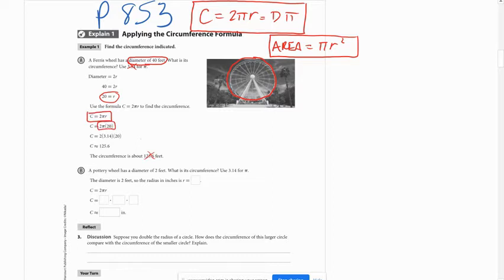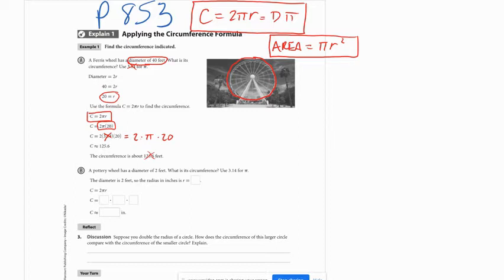Now in this textbook, they use 3.14 for pi, but we will never use 3.14. We have calculators that have a much more accurate approximation for pi, and that is using the pi button on your calculator. So you're just going to go ahead and type in 2 times pi times 20. Whether you have a scientific calculator or a graphing calculator, they all have a pi button, and that's what we want to use.